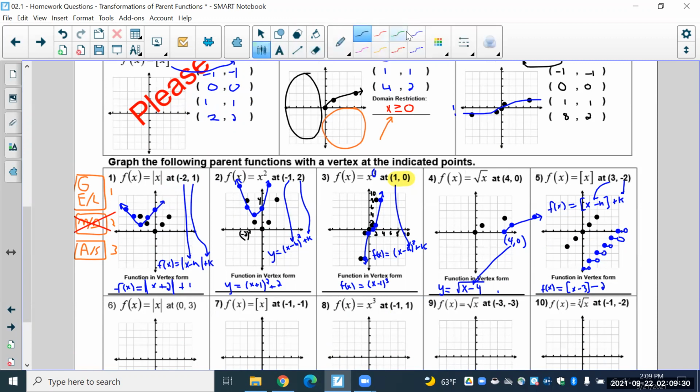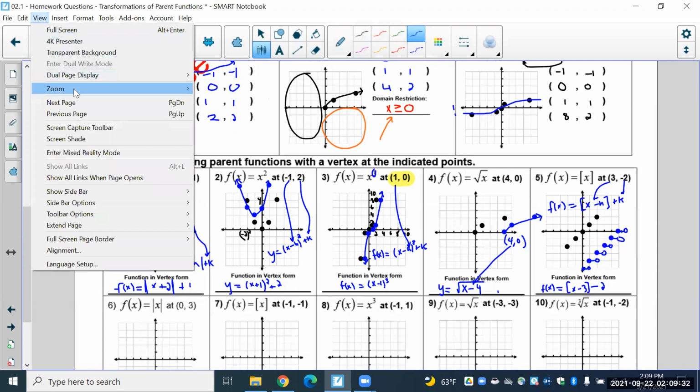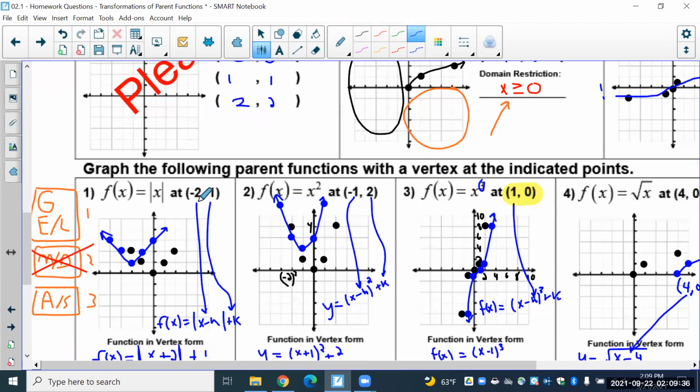Now, if you would alternately rather think about this as a translation, now that you know what that is, you could think about this as left 1, up 1, and take your parent function points and go left 1, up 1. Take this point, left 1, up 1. Sorry, left 2, up 1. Same thing with this. You take your parent function, you go left 1, up 2. So you would just do it for each point.